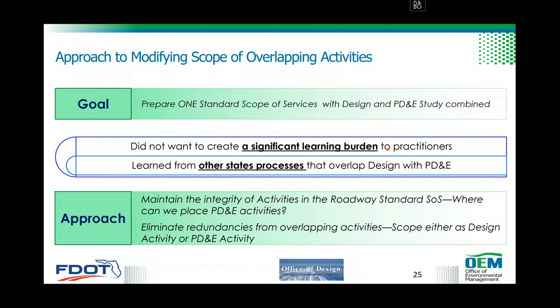If you look at the PD&E scope of services and the design scope of services, you realize that design has about 37 sections and PD&E has 7 sections. So it makes sense to maintain the integrity of activities in the roadway standard scope of services, which has a lot of sections, and then take those PD&E activities and merge them within the roadway standard scope of services. After merging them, we look for ways to eliminate redundancies from the overlapping activities and scope those overlapping activities as either design activity or PD&E activity.